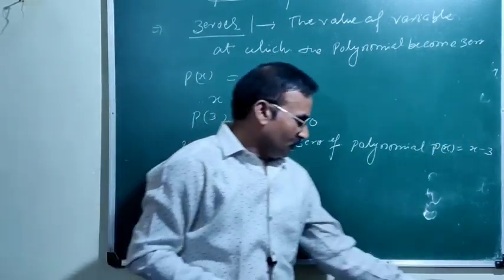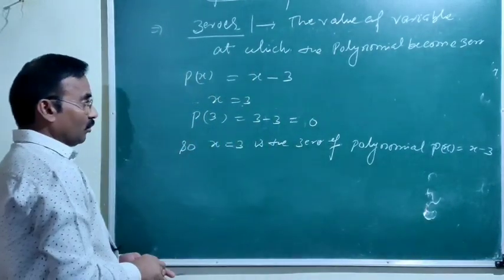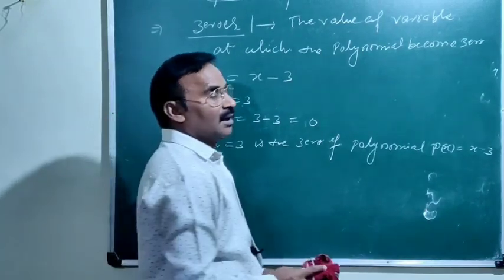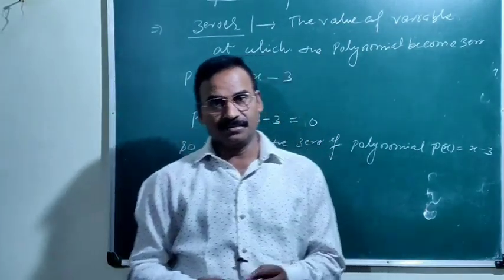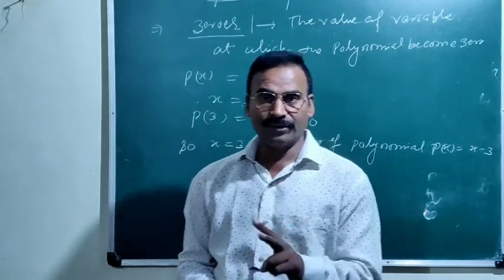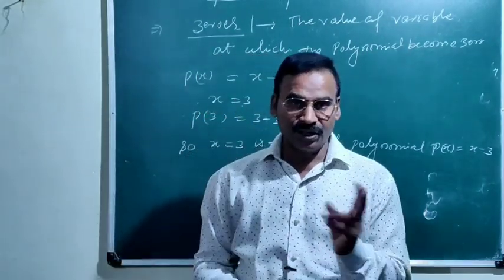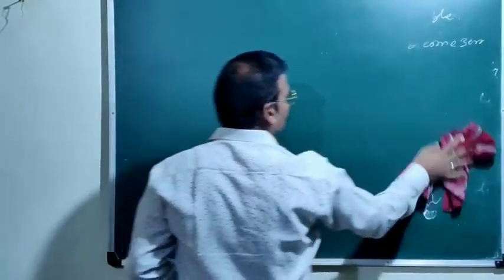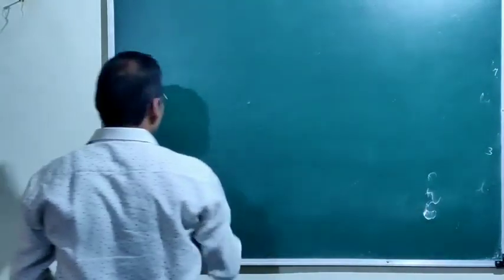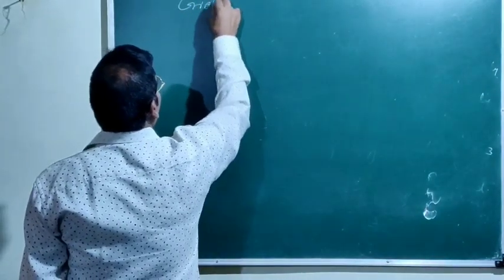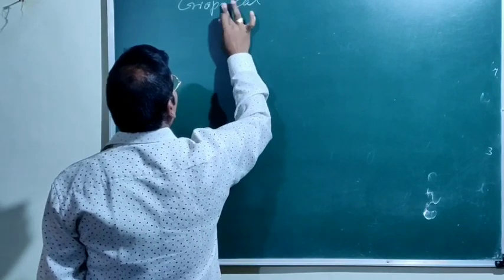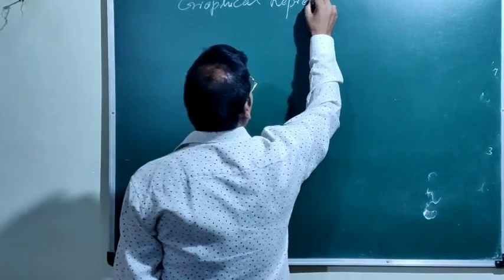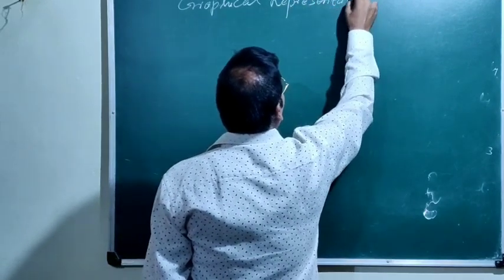Okay, so the dependency of the zeros on the degree of the polynomial. Suppose that if there are degree 2, then there will be 2 zeros. If degree 3, there will be 3 zeros. Okay, graphical representation.